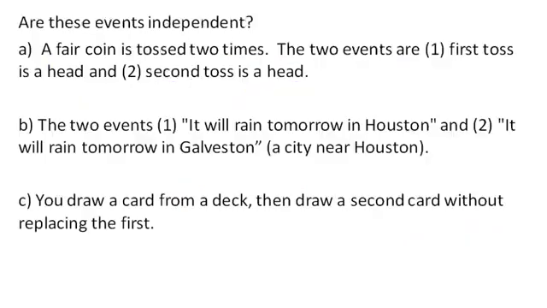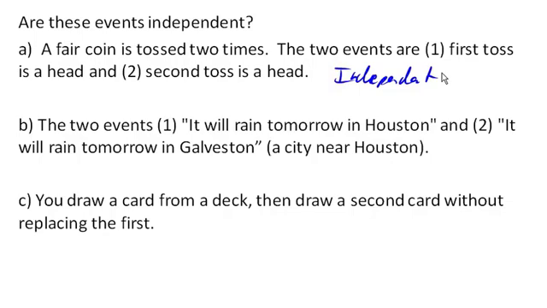Suppose we toss a fair coin twice. The first event is the first toss, and the second event is whether or not the second toss is a heads. Are these independent events? Yes, these are independent. Why? Because the result of the second coin toss does not depend upon the first one. The second toss has no idea whether the first toss was a head or not.